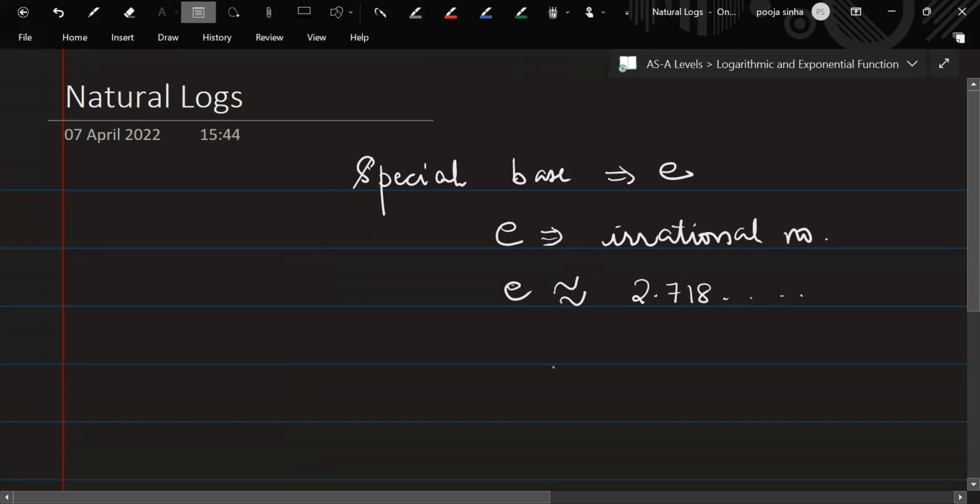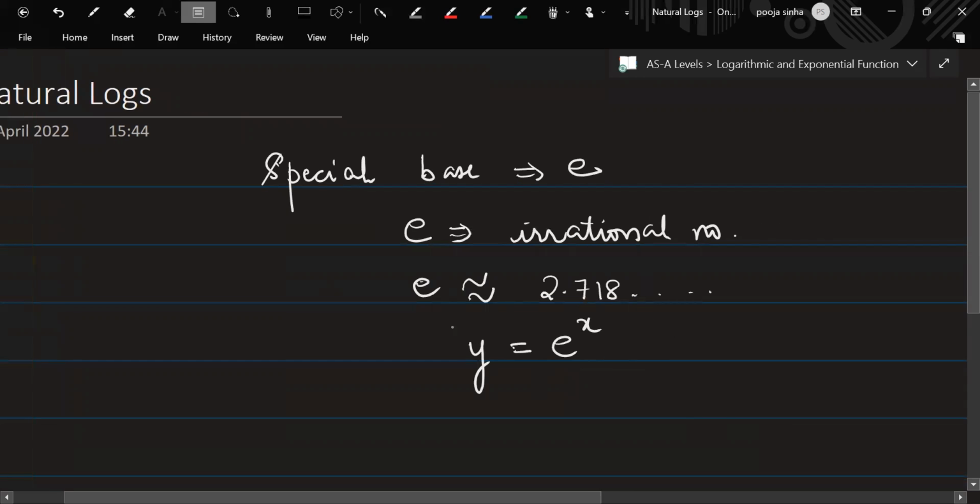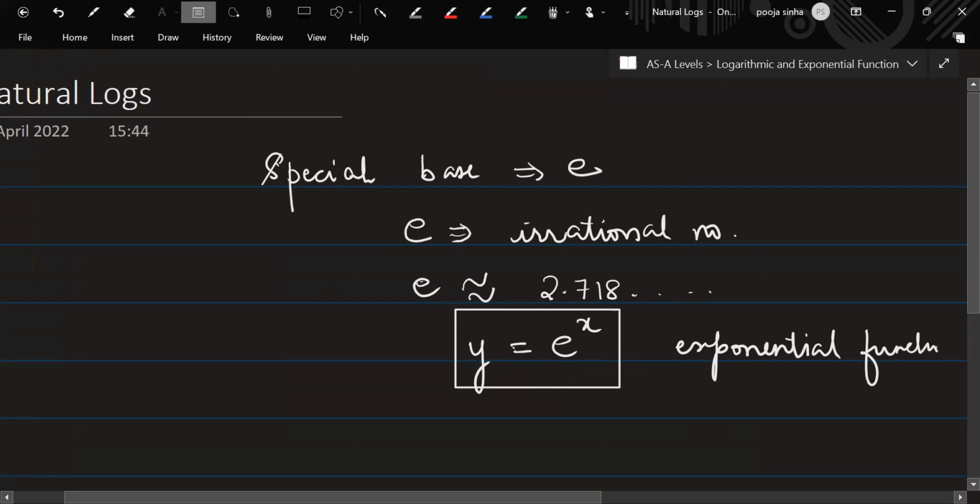So what we are going to talk about here is that there is some output y which is equal to e raised to power x. So this particular number is raised to power x, some real number. This kind of a function is called an exponential function. Is this understood? This is called an exponential function.